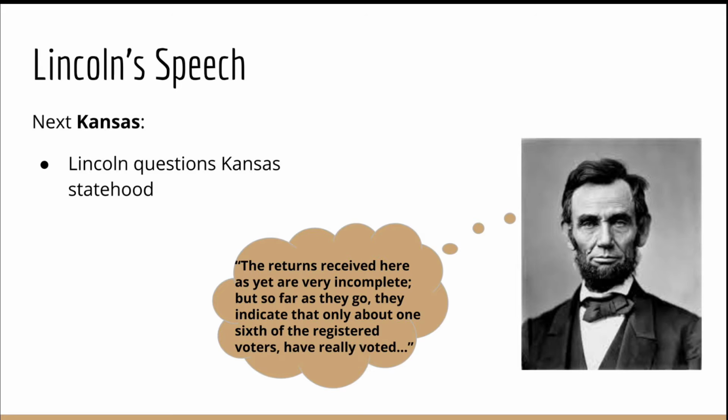Lincoln then moves on to Kansas. Lincoln said that only 1/6 of the registered voters voted, and things were not adding up. Lincoln states, "The returns received here as yet are very incomplete, but so far as they go, they indicate that only about 1/6 of the registered voters have really voted." The situation with Kansas caused Lincoln to question Kansas's statehood and the idea of popular sovereignty.